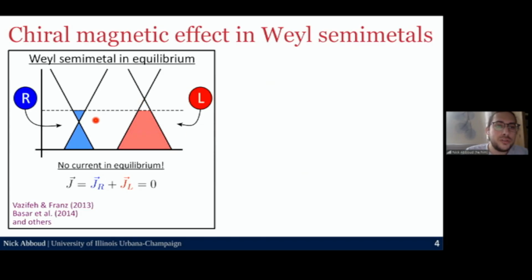And also the nodes, the crossing points, can appear at different energies, so it appears that even in equilibrium, perhaps right and left-handed particles can be in different number, and that there would be then a chiral magnetic current in equilibrium. However, this is not taking into account the ultraviolet cutoff provided by the lattice, and accounting for that properly leads to the maybe more expected conclusion that the current cannot exist in equilibrium.